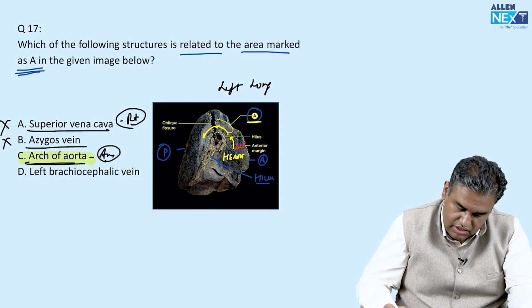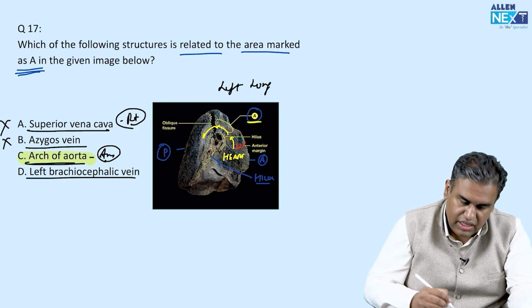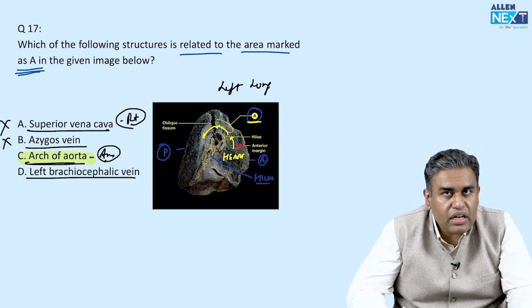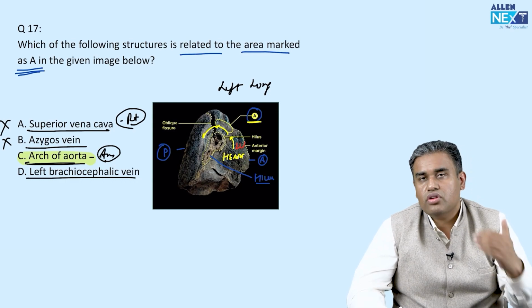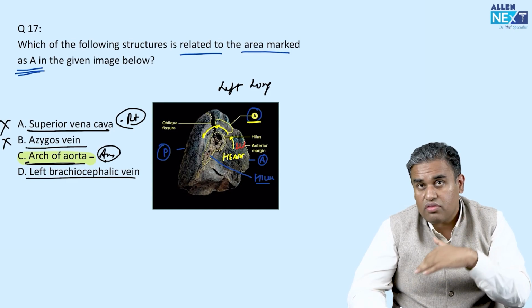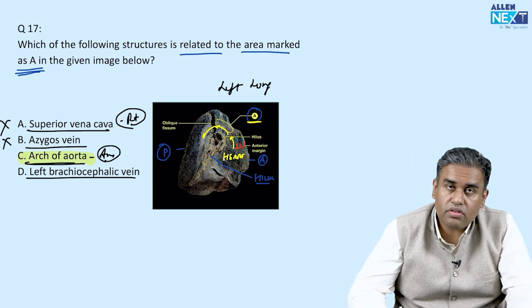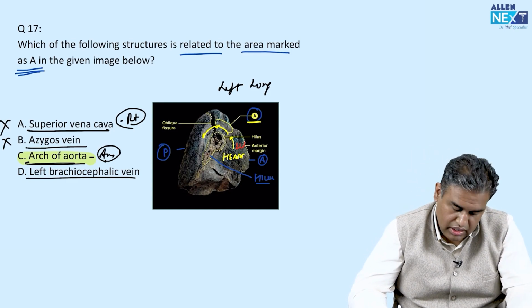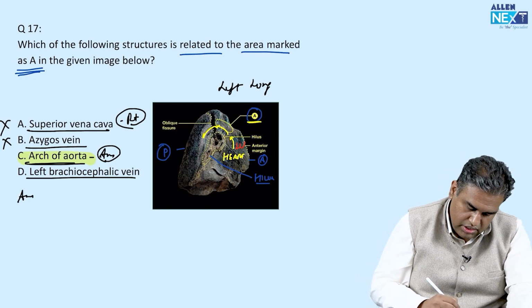The last option over here is telling us the left brachiocephalic vein. Again, left brachiocephalic vein doesn't form any impression on the lungs. It's going from left to right side across the midline into the superior mediastinum in front of the branches of arch of aorta, just behind the sternum. Therefore, our answer over here is option number C.